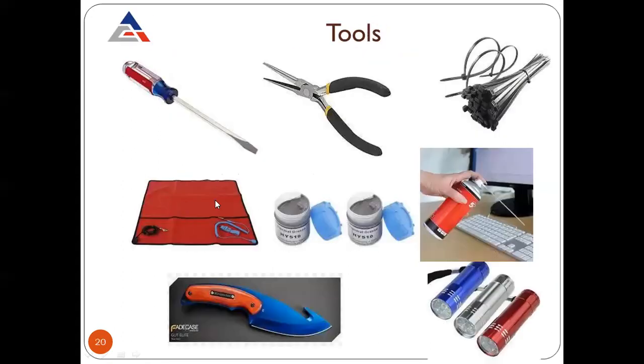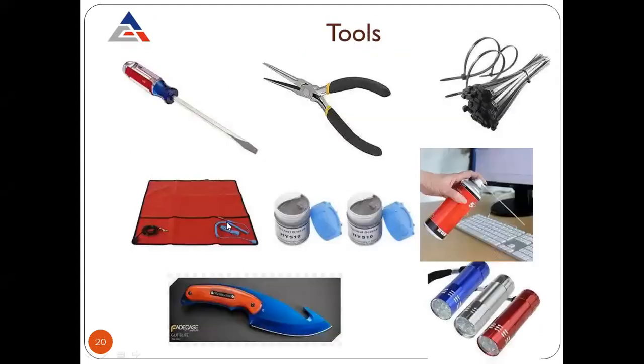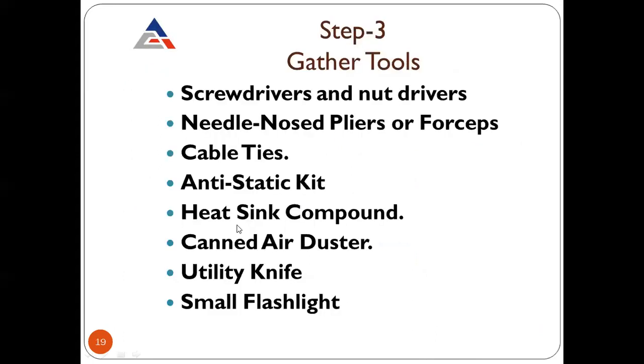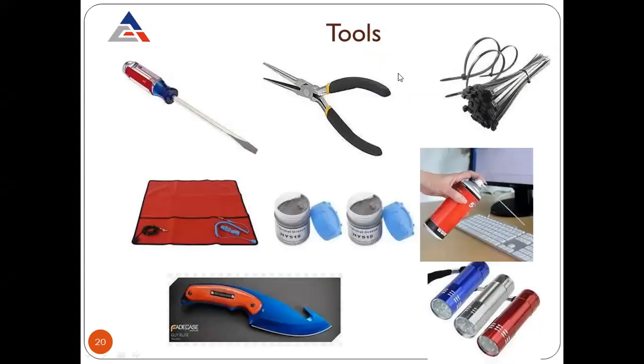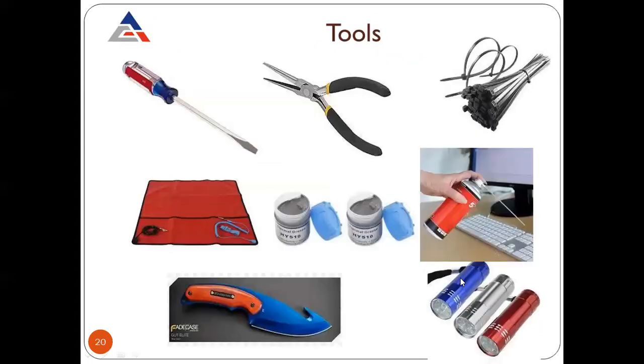Anti-static kit. This is an anti-static kit. Heat sink compound. These both are heat sink compound. Canned air duster. This is a canned air duster. Utility knife. This is a utility knife. Small flashlight. This is a small flashlight. These are the tools that you need before assembling your computer system. Make sure you have all these tools before setup.